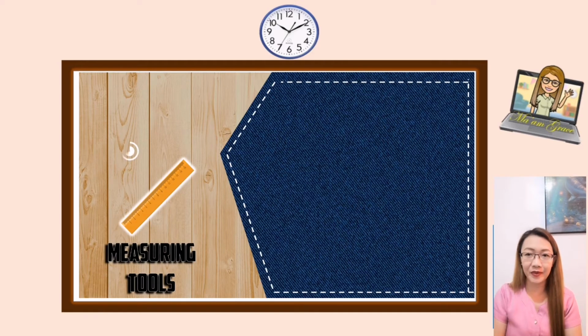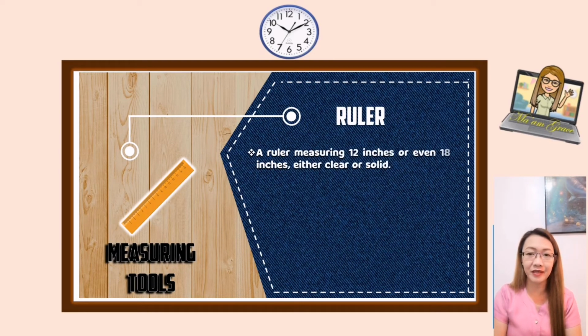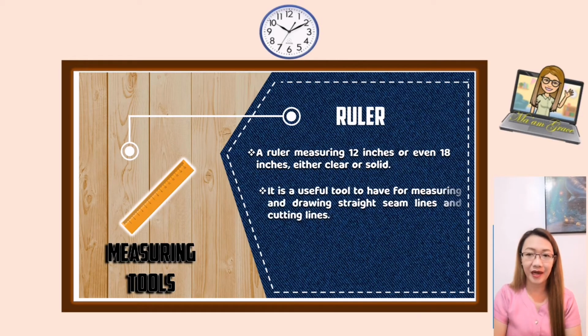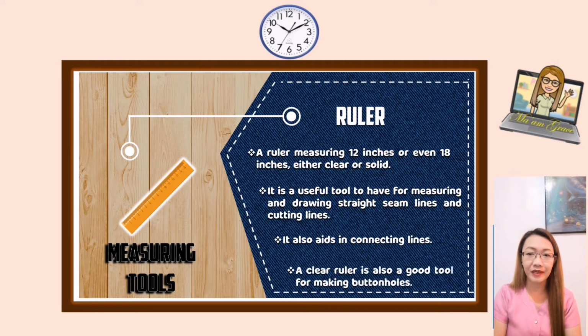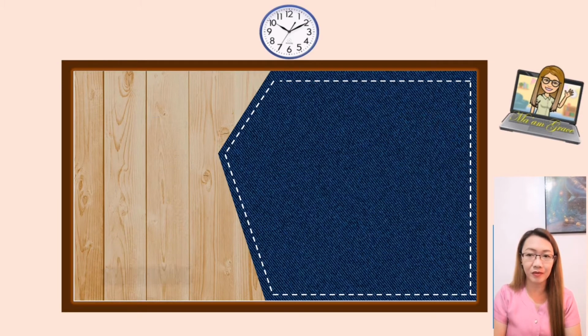Next, we have the ruler. A ruler measures 12 inches or even 18 inches, and is either clear, solid, or wooden. It is a useful tool to have for measuring and for drawing straight lines, seam lines, and cutting lines. It also aids in connecting lines. A clear ruler is also a good tool for making buttonholes.